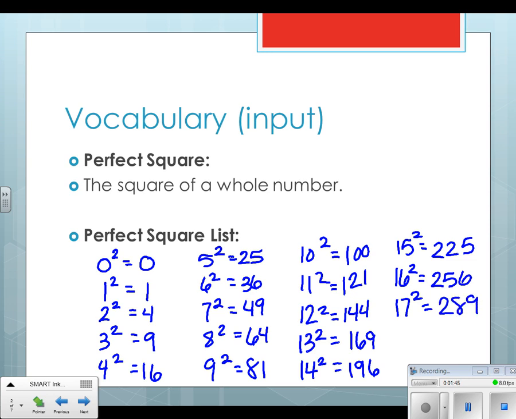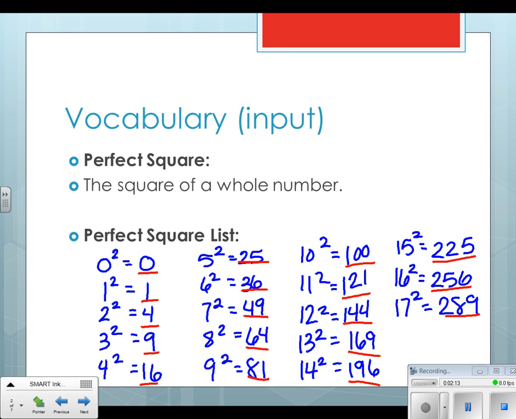And we'll stop there. So the numbers starting here was 0, 1, 4, 9, 16, 25, 36, 49, 64, 81, 100, 121, 144, 169, 196, 225, 256, and 289. Those are perfect squares. So the numbers that are underlined in red are perfect squares.